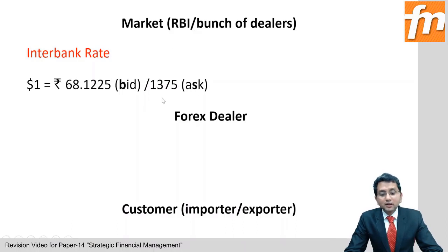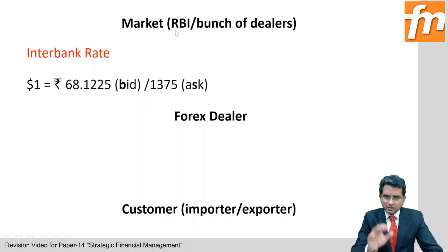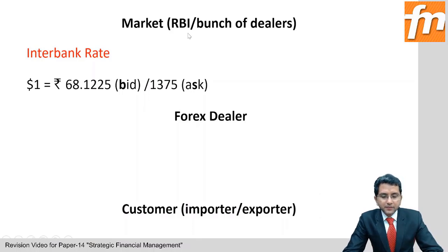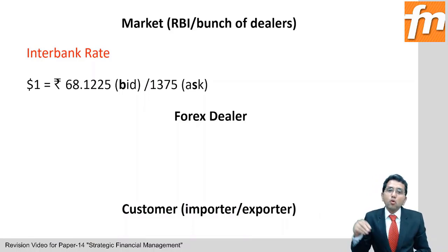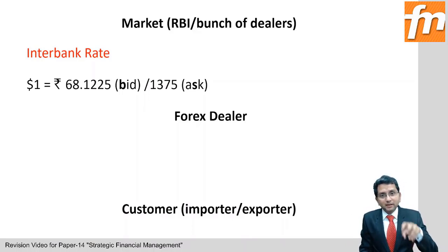So why is it a two-way quote? Think like that RBI itself is making the market, just for the sake of understanding. Or some very big bank like State Bank of India is the market maker. Friends, those who only sell something are called sellers. Those who only buy something are called buyers.